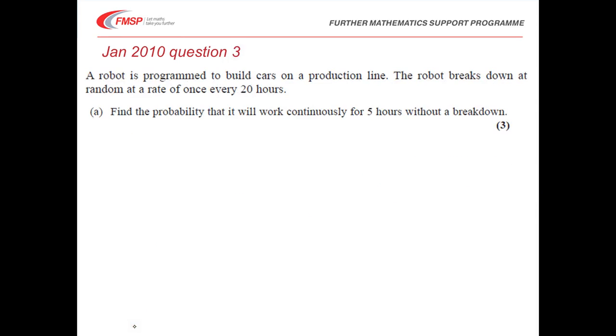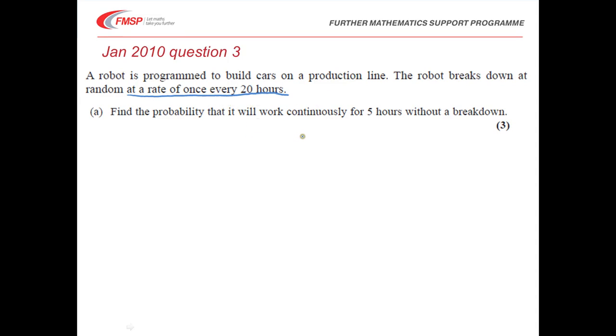Okay, so looking at a different question. A robot is programmed to build cars on a production line. The robot breaks down at a random rate of 1 every 20 hours. Now, this is an absolute dead giveaway that we're dealing with a Poisson distribution here. For it to be Poisson, we need a constant rate, and it also needs to be singly in time and independent as well. But in this case, looking for a constant rate is the key thing.